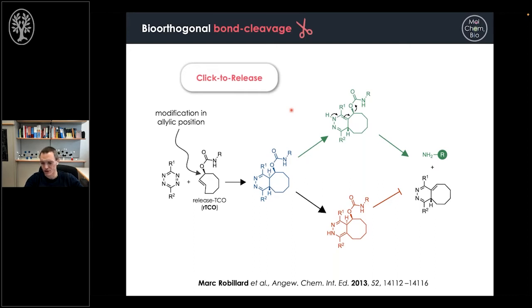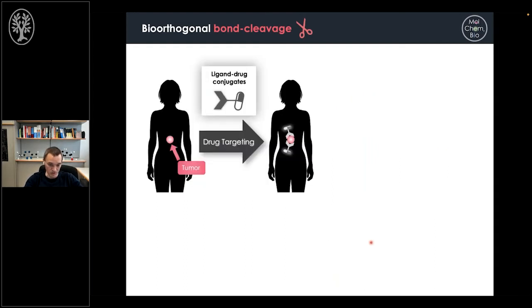There are several others now called click-to-release, and this is similar with click chemistry, sometimes hard to come up with a very valid term in definition. However, the main motivation for this chemistry from the beginning on, also already shown in Professor Rutjes' slides, and envisioned by Marc Robillard, was to use this chemistry for the design of ligand-drug conjugates. So for example, antibody-drug conjugates that, as you know, are basically used to shuttle toxic drugs to the site of disease, so for example, a tumor.